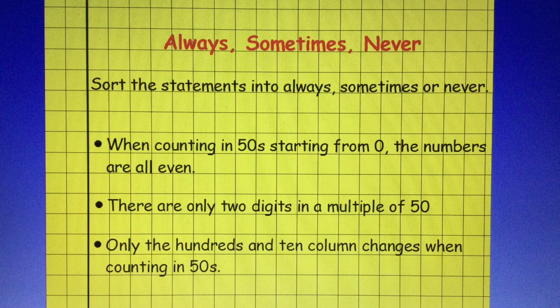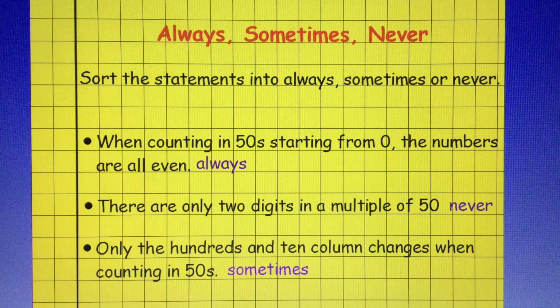Always, sometimes, never. Can you sort the statements into always, sometimes, or never? When counted in 50s, starting from 0, the numbers are all even. There are only 2 digits in a multiple of 50. Only the hundreds and tens column changes when counted in 50s.